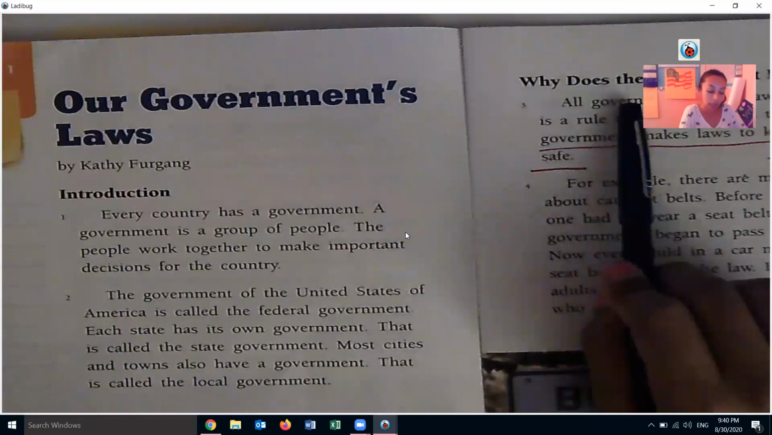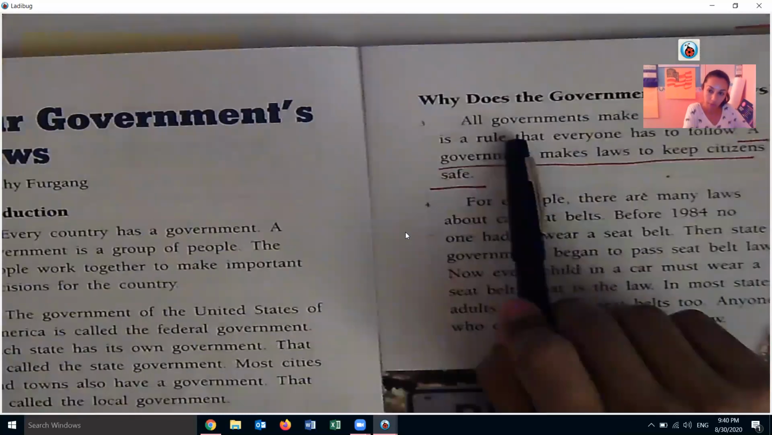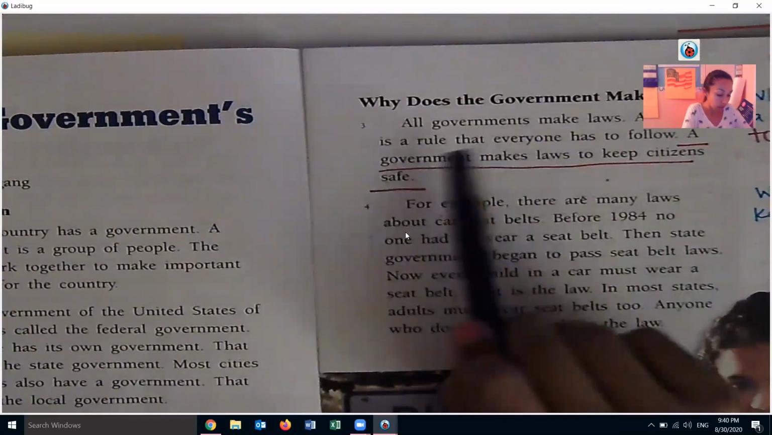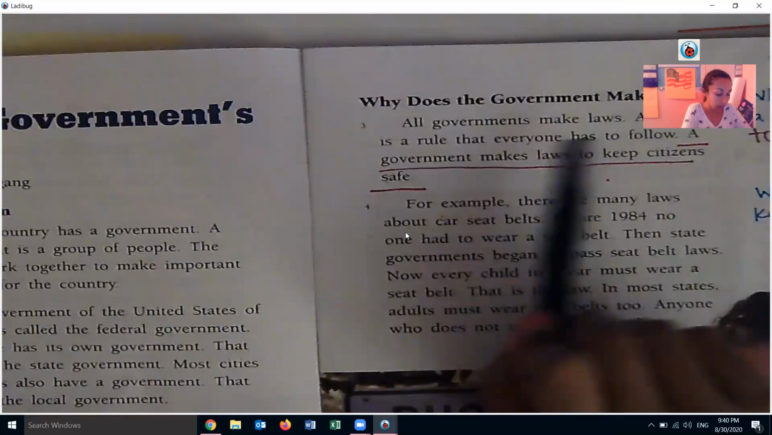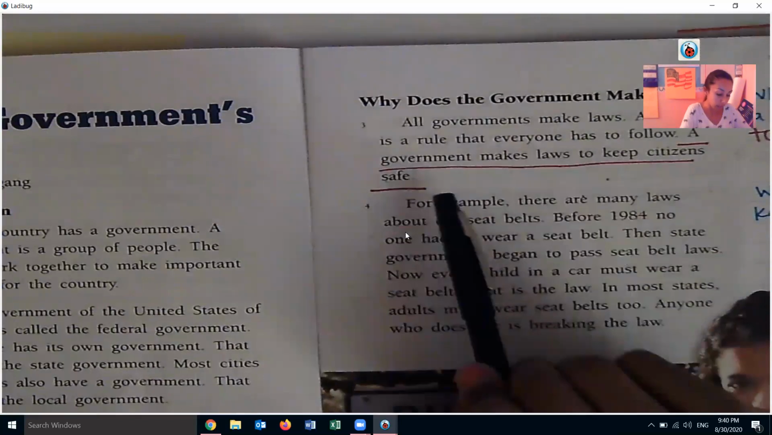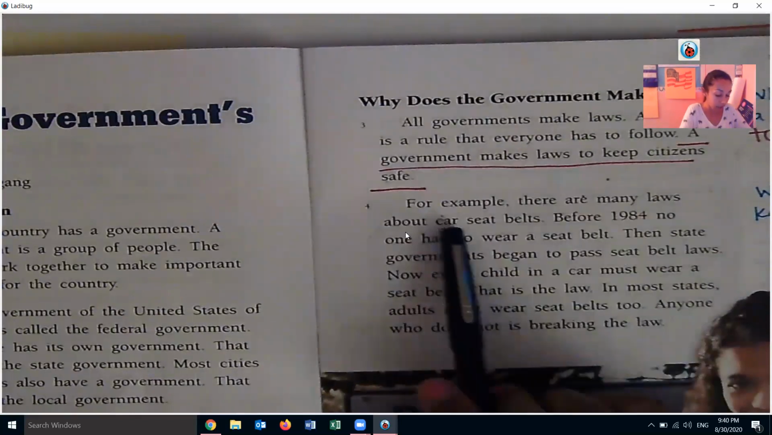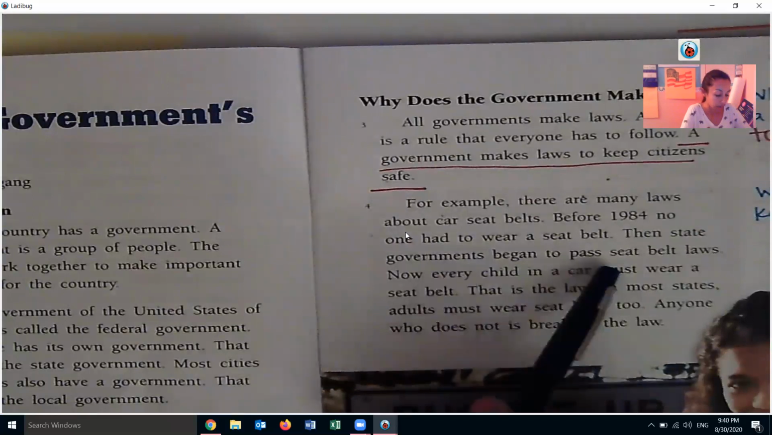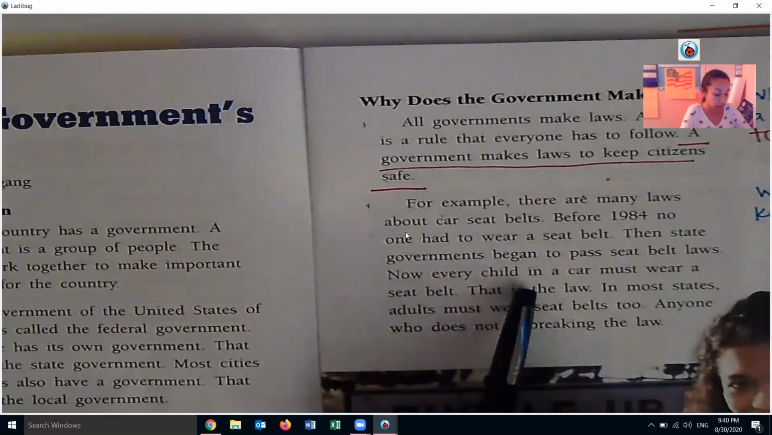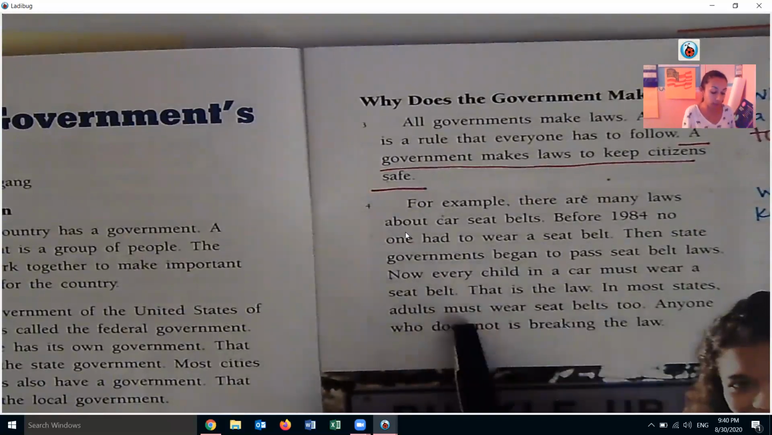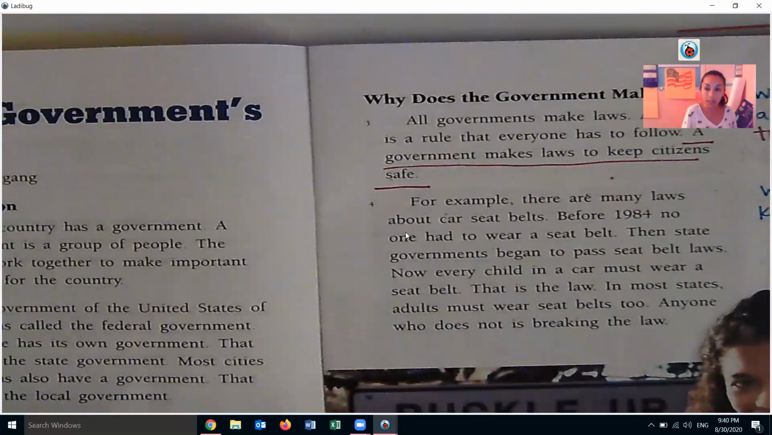Why does the government make laws? Scoot it over. All governments make laws. A law is a rule that everyone has to follow. A government makes laws to help keep citizens safe. For example, there are many laws about car seatbelts. Before 1984, no one had to wear a seatbelt. Then state governments began to pass seatbelt laws. Now every child in a car must wear a seatbelt. That is the law. In most states, adults must wear seatbelts too. Anyone who does not is breaking the law.